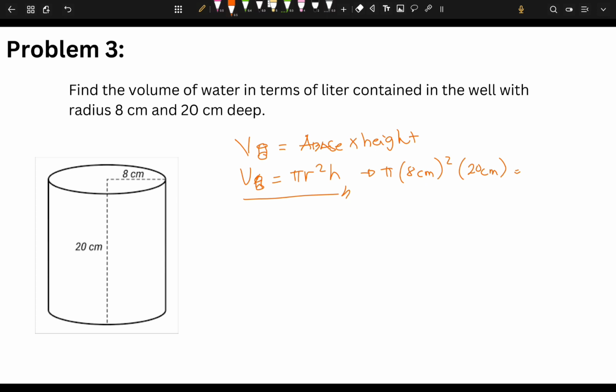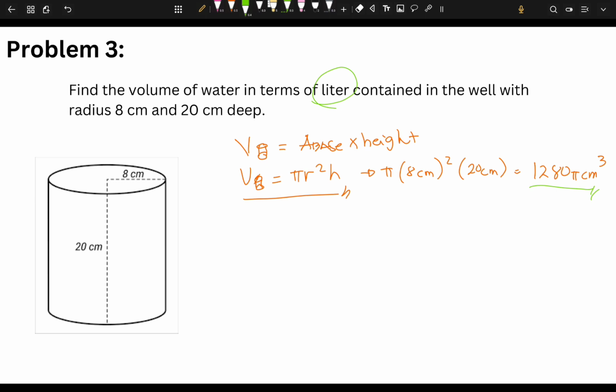So let's get our calculator. That's equivalent to 8 squared pi times 20. So we got 1280 pi. So what is our unit? Cubic centimeter. Are we done? Not yet. Because what are we asked to find? We are asked to find it in liters. That means we still need a conversion.